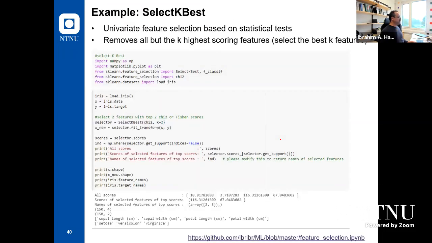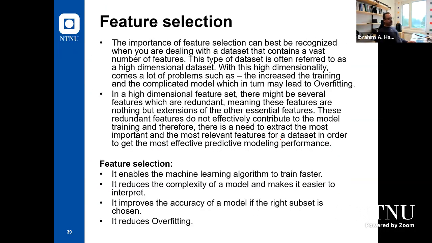Now, feature selection. Today, I have been talking about select k-best. The importance of feature selection can best be recognized when you are dealing with a data set that contains a huge number of features. For example, you have a problem with 20 features or 100 features. This type of data set is often referred to as a high dimensional data set. When it's a high dimensional data set, which means we have lots of features, the training increases and the model becomes complicated, which in turn may lead to overfitting.